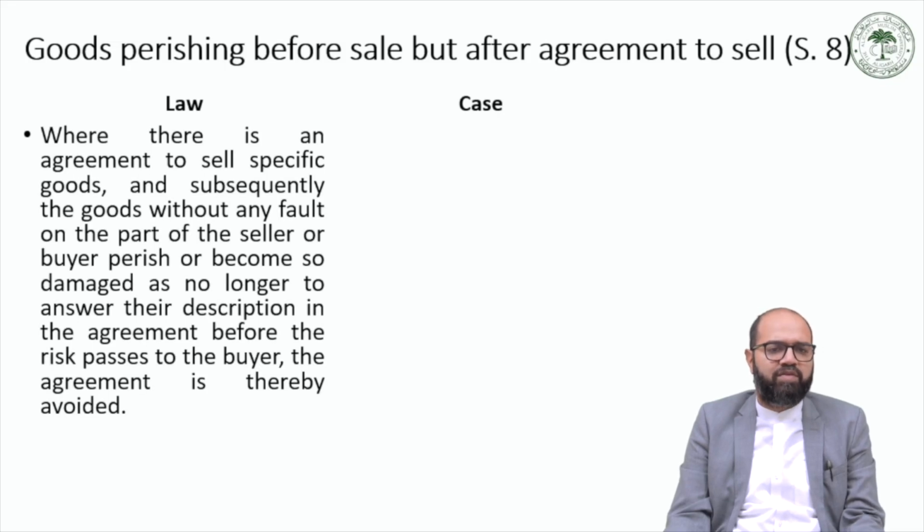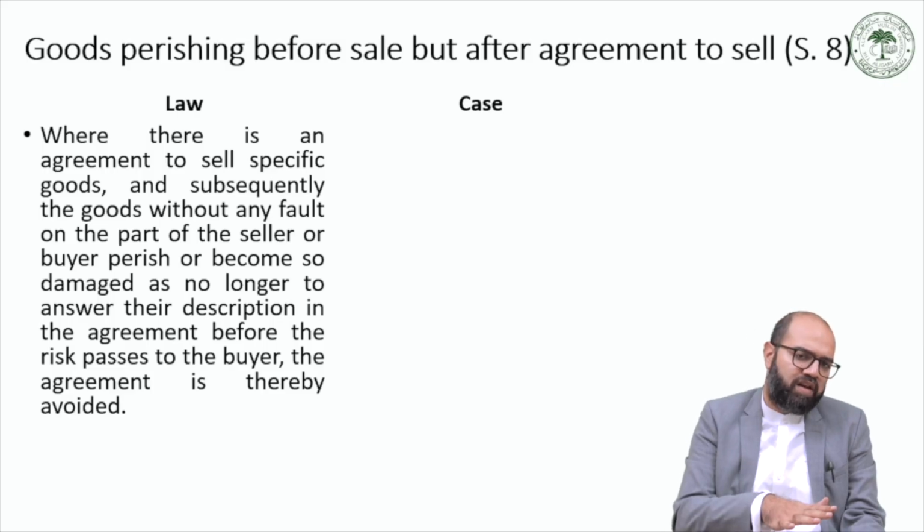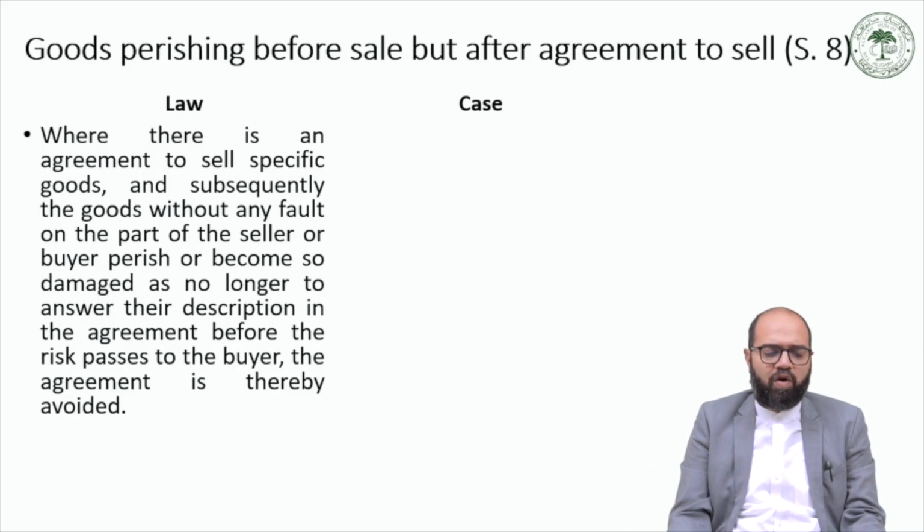So it reads as, where there is an agreement to sell specific goods and subsequently the goods without any fault on the part of the seller or the buyer perish or become so damaged as no longer to answer their description in the agreement before the risk passes to the buyer or before the goods have been transferred, the agreement is thereby avoided for both the parties.